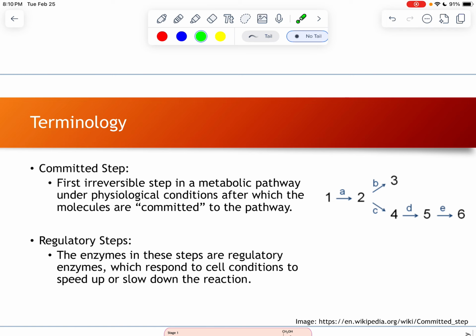Regulatory steps are regulatory enzymes, or enzymes that respond to cell conditions and tell your processes to either speed up or slow down the reaction. And we will look at those in depth. We're going to talk about it in a moment very briefly, but we'll talk about them in depth in the fourth part of this video.